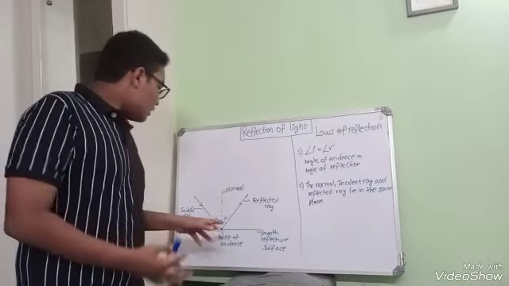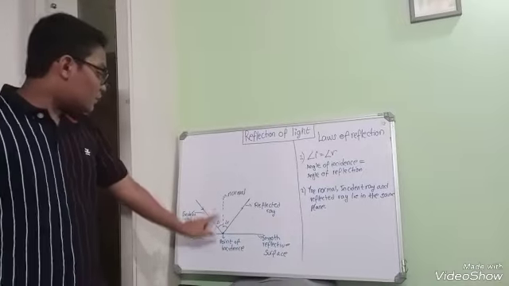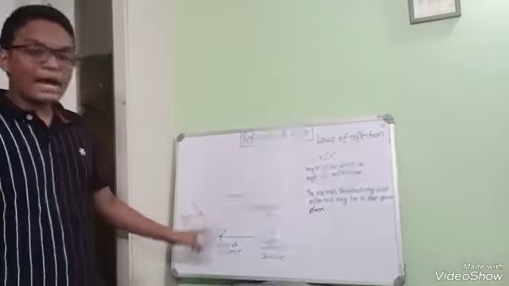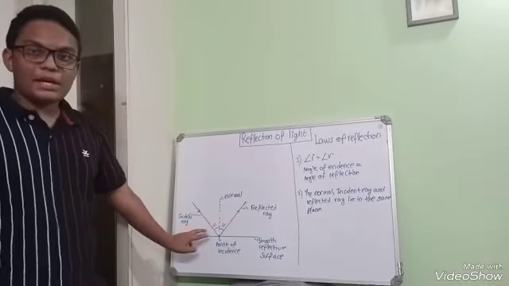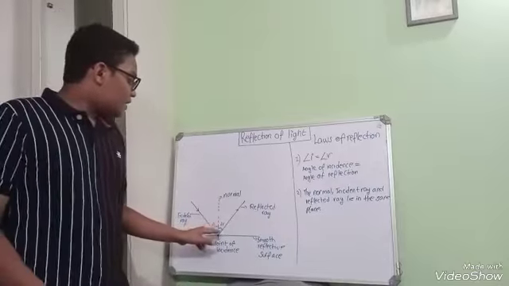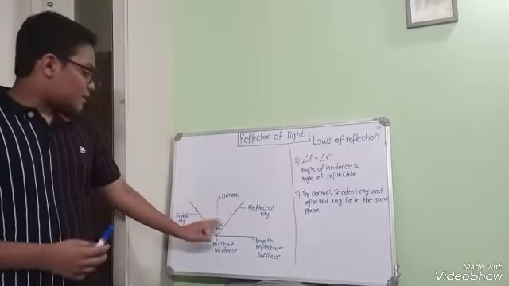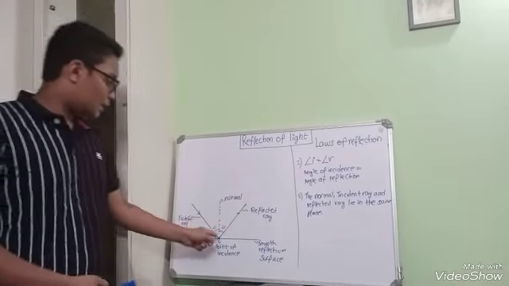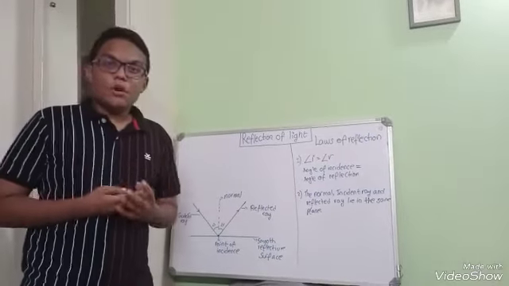And you can see here two angles. The angle formed between the normal and the incident ray is known as the angle of incidence, and it is represented by small letter i. And the second angle that is formed between the normal and the reflected ray is known as angle of reflection, and is represented by small letter r. So now let's discuss about the laws of reflection.